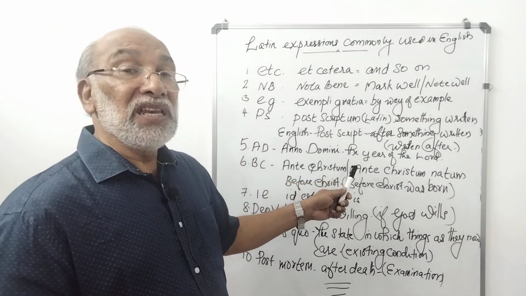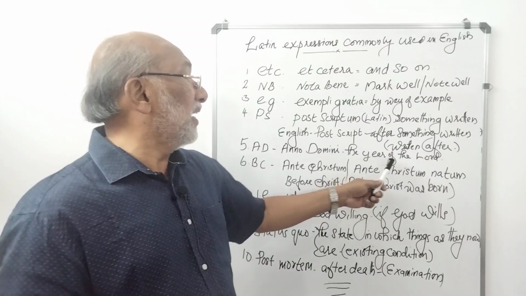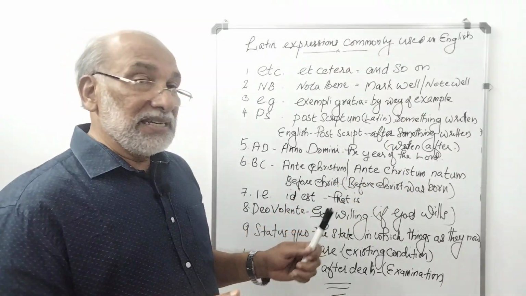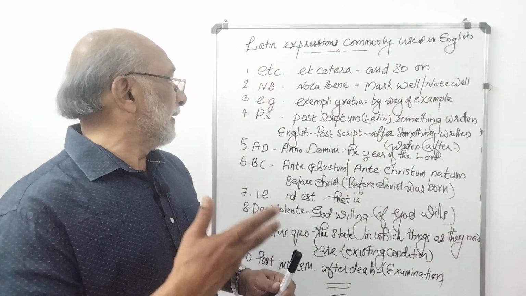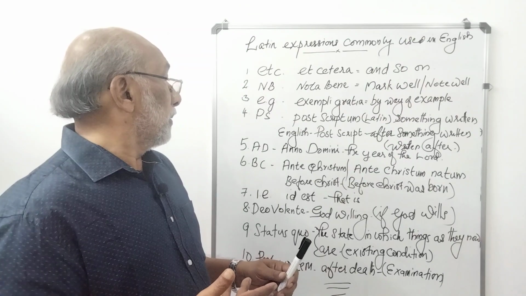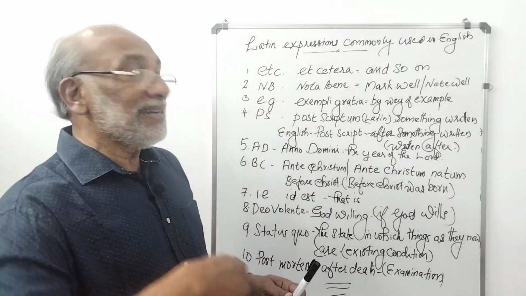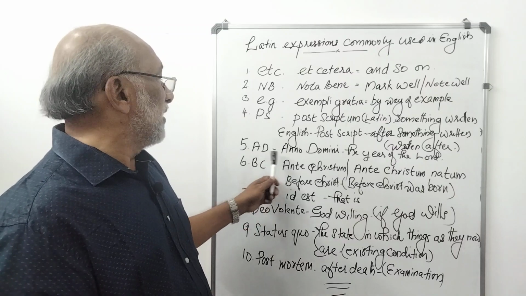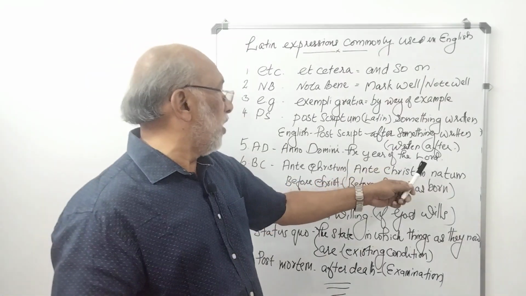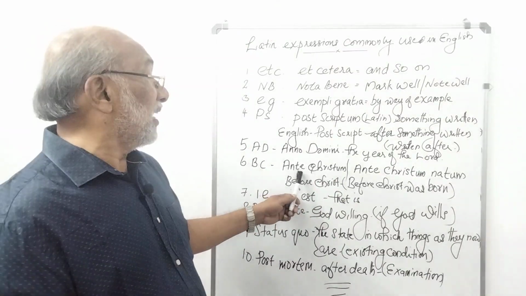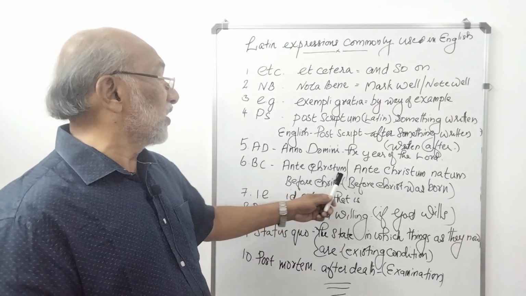And then fifth one, AD. Anno Domini. Anno Domini, the year of the Lord. That is the common era. Common era before Christ and after Christ. So AD and BC. AD means Anno Domini, the year of the Lord. And BC means Ante Christum.